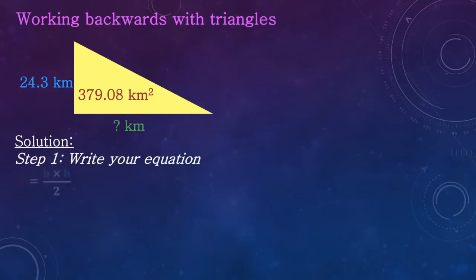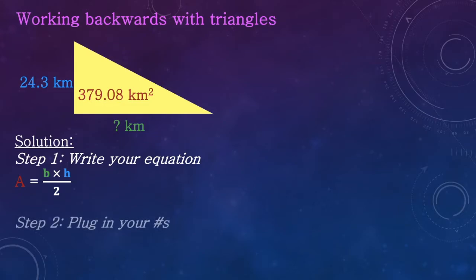Write your equation. Don't forget that the equation for a triangle is simply base times height divided by 2, to find the area. And the division by 2 is because a triangle is a rectangle that you divide into 2 equal parts. And that's where that formula comes from.